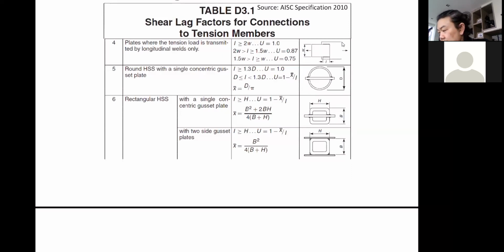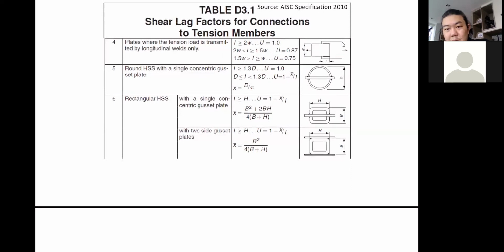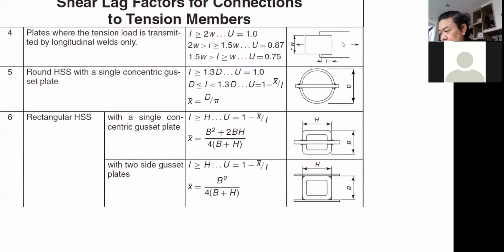For example, this is the plate. They weld two plates together. If you weld on three sides like this, on this side, and then on the end, there's no shear lag problem. But if you don't want to weld on the end, there is a formula for the calculation of the U. It depends on the ratio of this width versus the length.